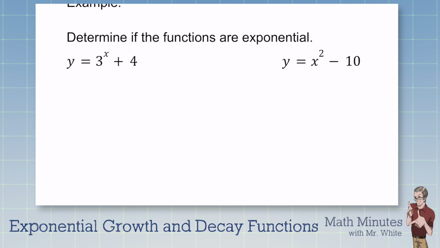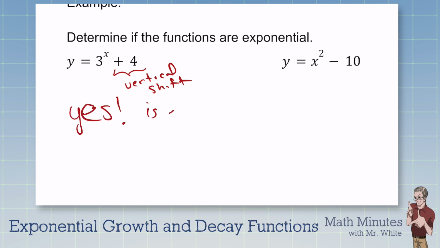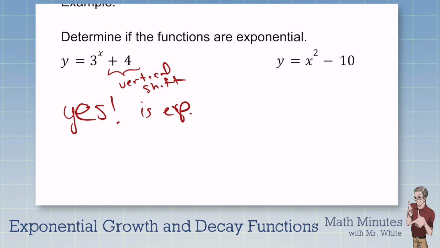All right, moving down here in the notes, it says, an example, determine if the functions are exponential. So, do we have a variable in the exponent? Yes, we do. Do we have a numerical base? Yes. And then we've got a vertical shift is all that does, vertical shift of the graph. So yes, this is exponential. We're going to look at the graph on this here in a moment.